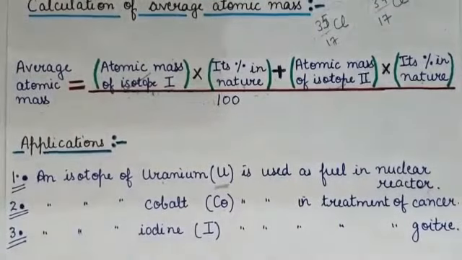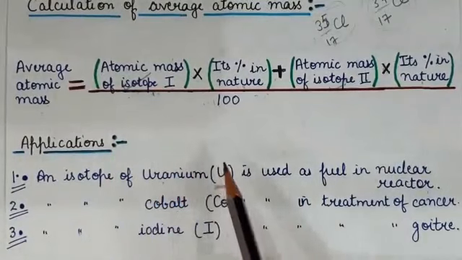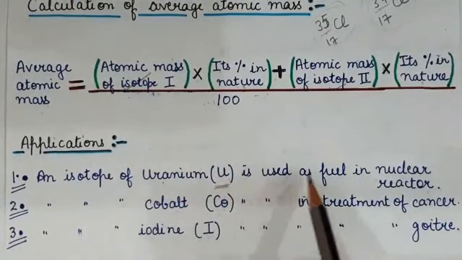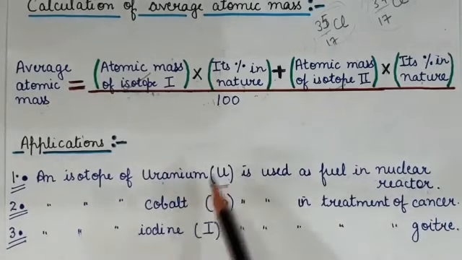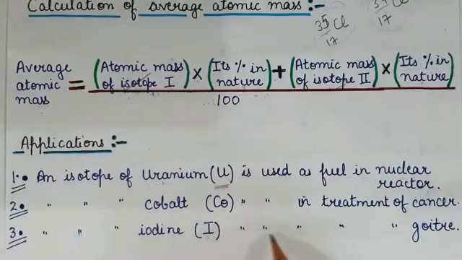So what are the applications of isotopes? An isotope of uranium, that is U, is used as a fuel in nuclear reactors. An isotope of cobalt, that is Co, is used in the treatment of cancer. And an isotope of iodine, that is I, is used in the treatment of goiter. So these are the various applications of isotopes.